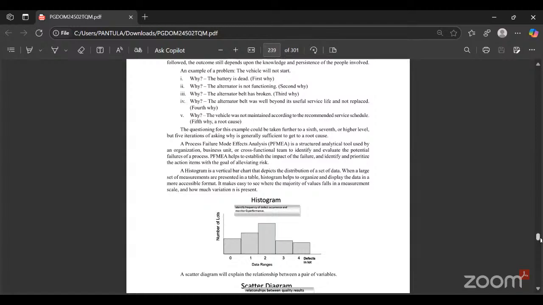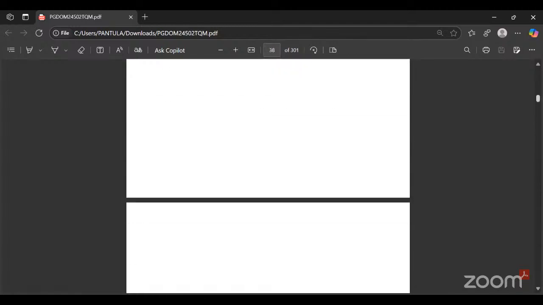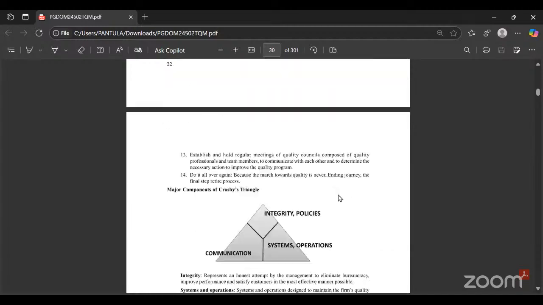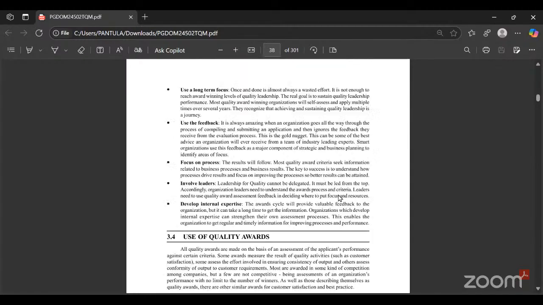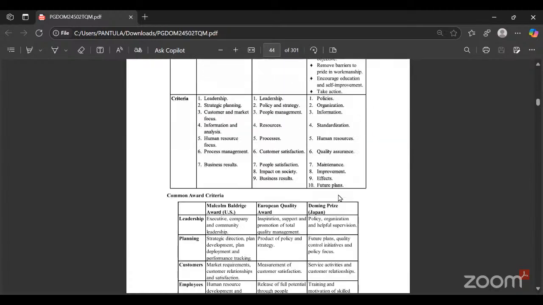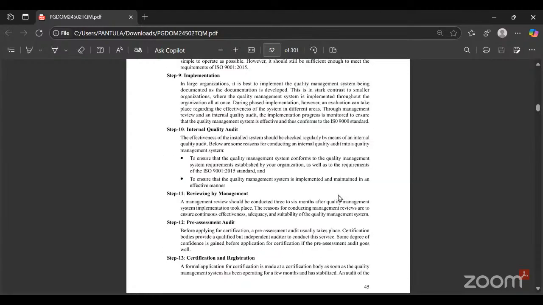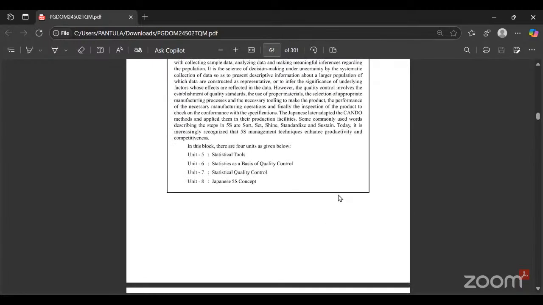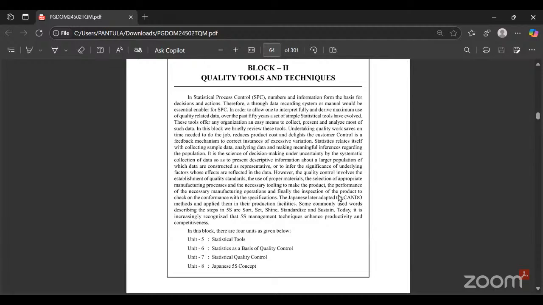With this, we will quickly give a brief introduction to block 2 and move towards block 2, quality tools and techniques. In block 2, it is statistical process control, that is quality tools, statistical tools, and statistics for basics of quality control, statistical control, and the Japanese 5S model. Here we are going to discuss basics to advanced statistics.